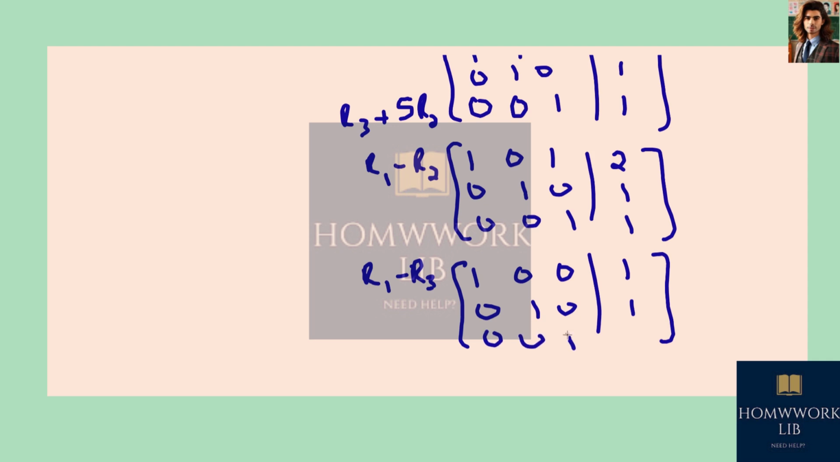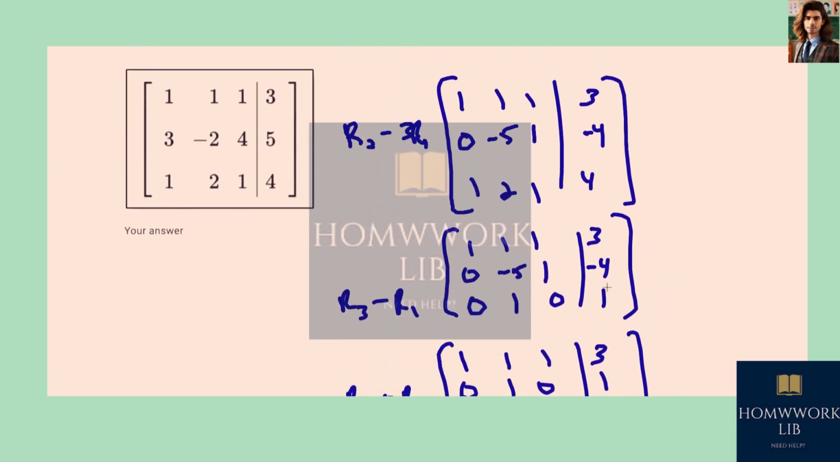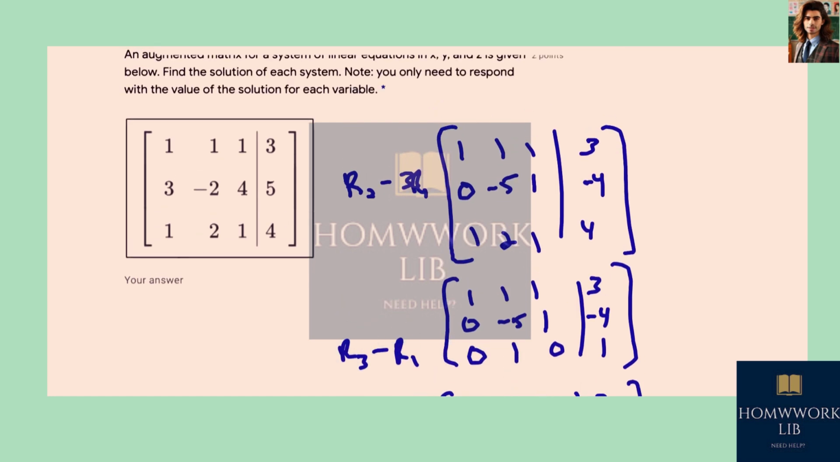And now we have the 3 by 3 identity on the left, and we get the solution 1, 1, 1 on the right. This would mean x is 1, y is 1, and z is 1, which makes sense because 1 plus 1 plus 1 is 3. 3 minus 2 plus 4 is 5. 1 plus 2 plus 1 is 4. This makes sense.